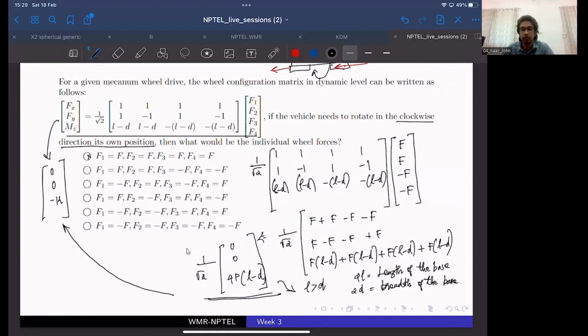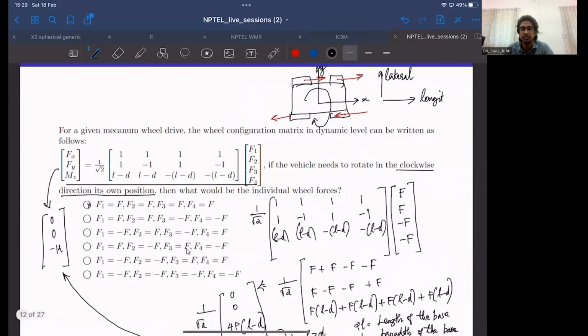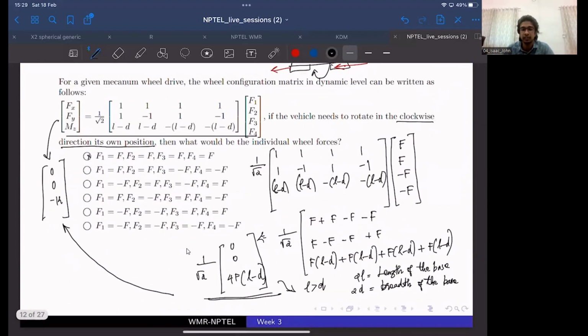Most probably, if the question does not explicitly state which is greater, you can always consider L to be greater than D. So if L is greater than D, this would be positive. The third component would always be a positive component, but we would want the third component to be negative. So if we simply flip the direction of the individual wheel forces, the robot will move in the opposite direction as well.